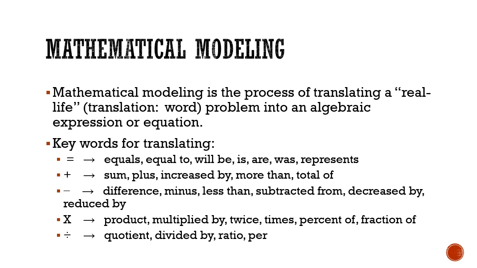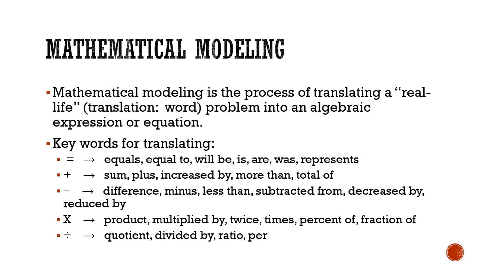So this is kind of like translating a foreign language, so there's a few key words that you need to be aware of. An equal sign can be expressed by the words equals, equal to, will be, is, are, was, or represents. The words that will clue you into an addition symbol will be sum, plus, increased by, more than, or total of. A minus sign could be represented by the words difference, minus, less than, subtracted from, decreased by, or reduced by.